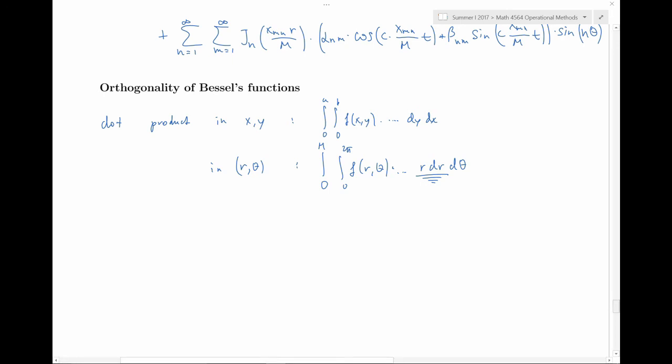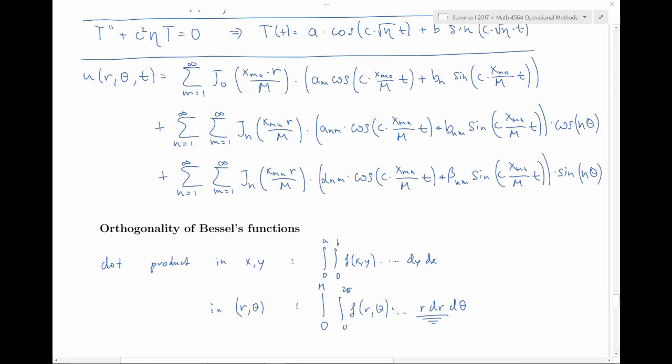If we look at the form of the solution that we have right here, then when I plug in t equals 0, the cosines will all turn to 1 and the sines will all disappear, so we'll be left with the Bessel functions in terms of r and the cosines and sines in terms of theta. So what we'll have to do is integrate with respect to theta and then integrate with respect to r dr. Well, the big problem is that the dot product formulas only work if the functions that we have are orthogonal. So we do know that the sines and cosines are orthogonal, but what about the Bessel functions?